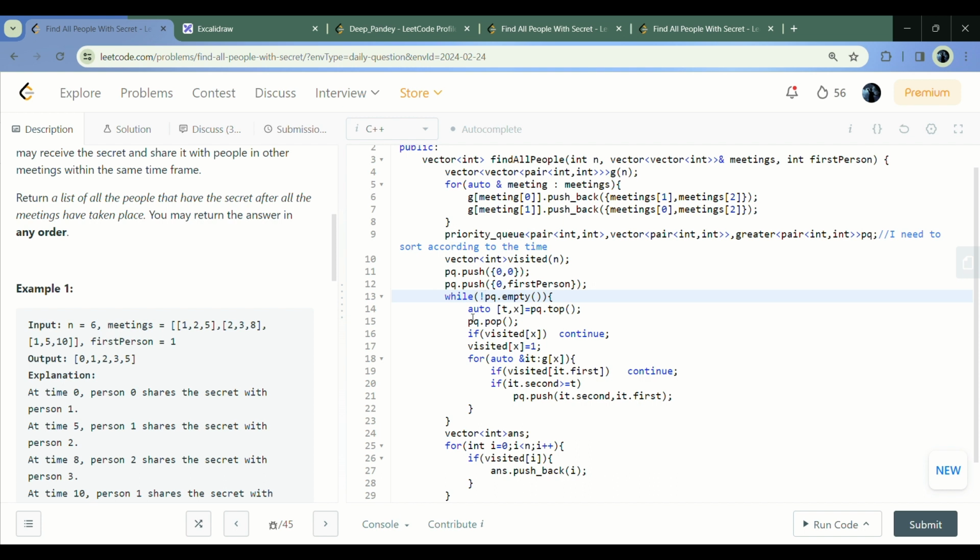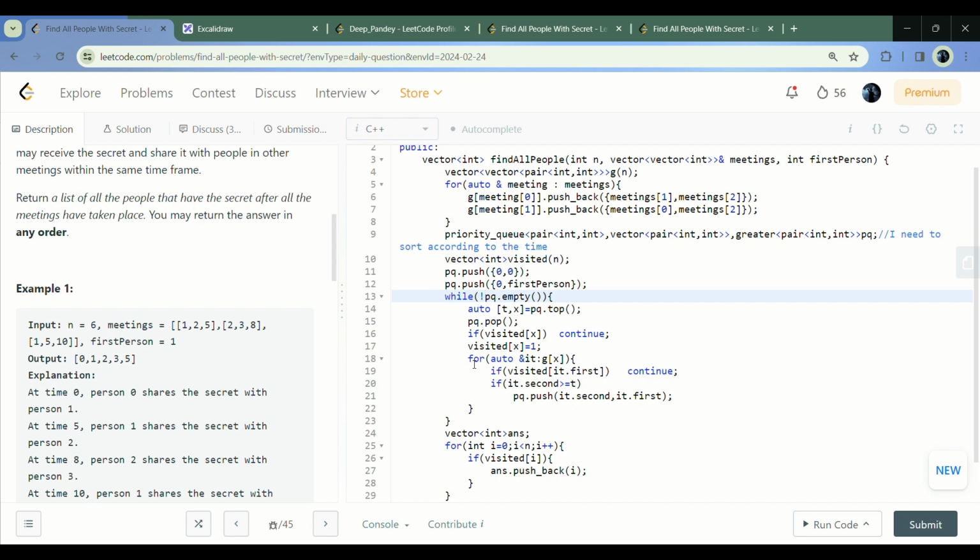Next, I have created a variable where I am taking the value from the top of the priority queue. So x stores the visited person, t is time. If visited x, continue. If I have already visited, continue, or otherwise mark that I have visited this node.